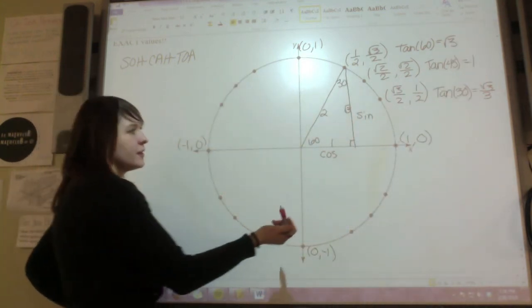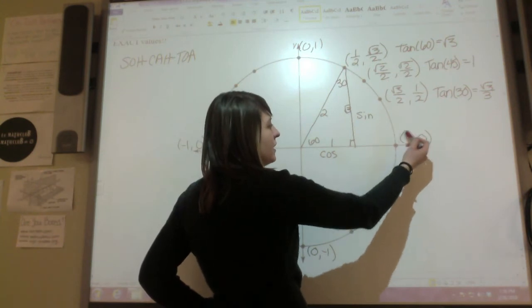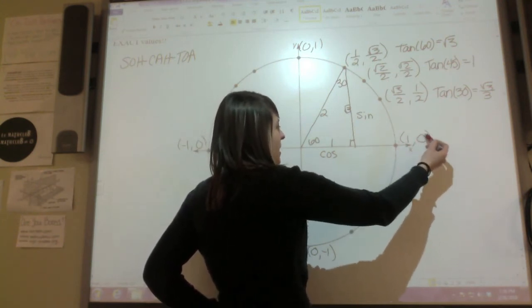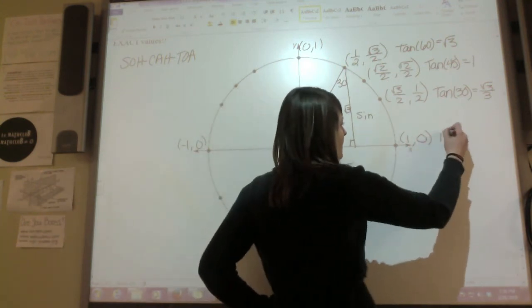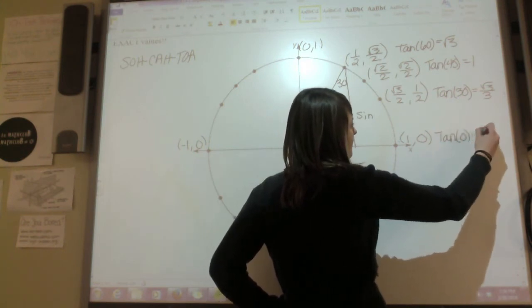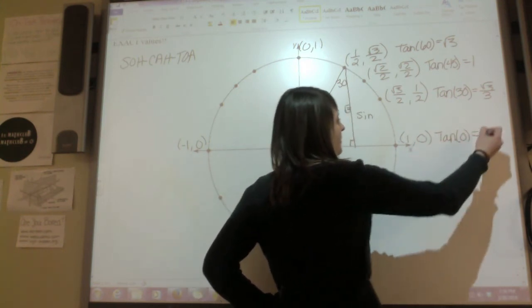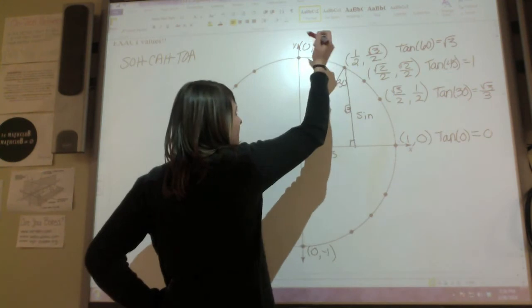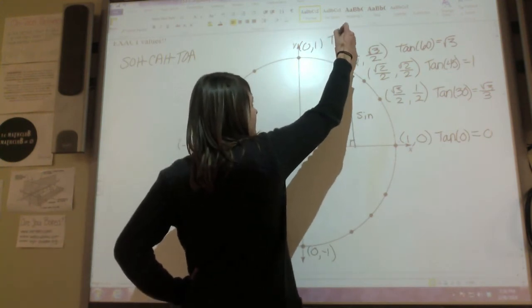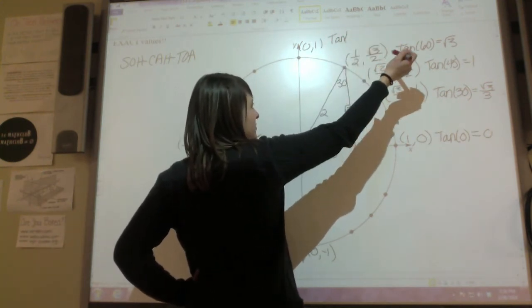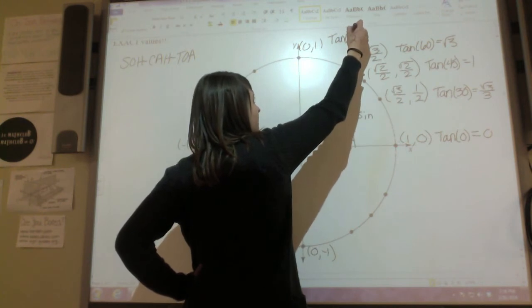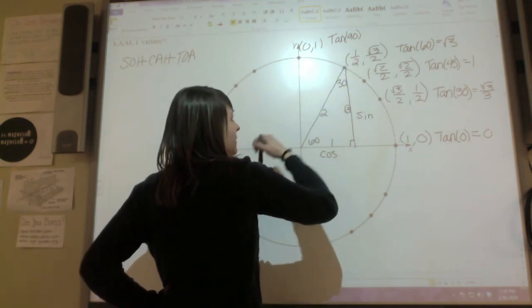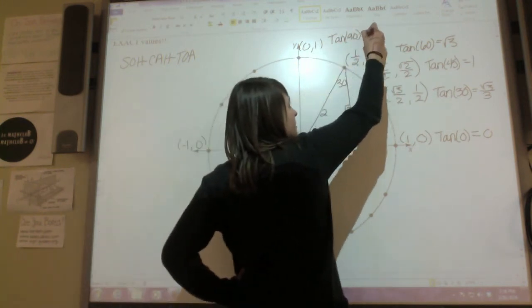Okay, then when I look at this point here, my cosine is 1, my sine is 0, and my tangent of 0 would be sine over cosine, which would be 0. Up here, my tangent of this would be 90 degrees. The tangent of 90 degrees is going to be 1 divided by 0, which is undefined.